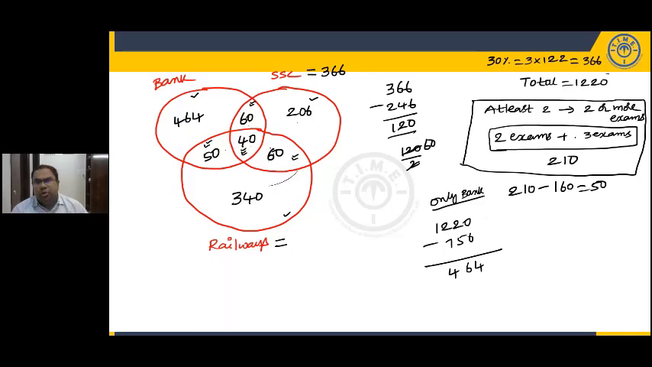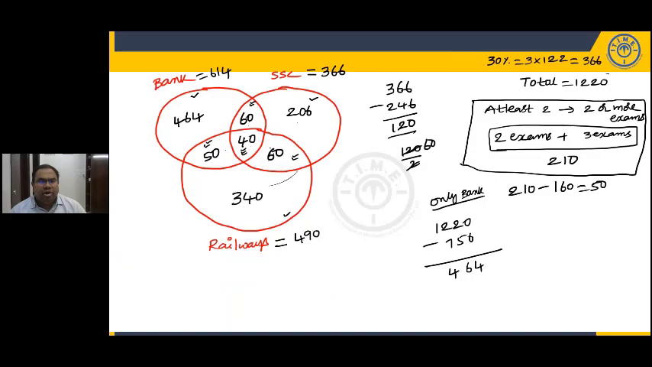You got the point? 2 exams plus 3 exams, 210. So 60, 60, 40, 120 plus 160. Remove this 50. Now we need only this value. If I add all this, it must be 1220. Add all this, it is 756. Subtract from 1220, this is 464. I can put railway total number 490, and 60, 50, 110, 150, 514, 614. Right? These are the values.